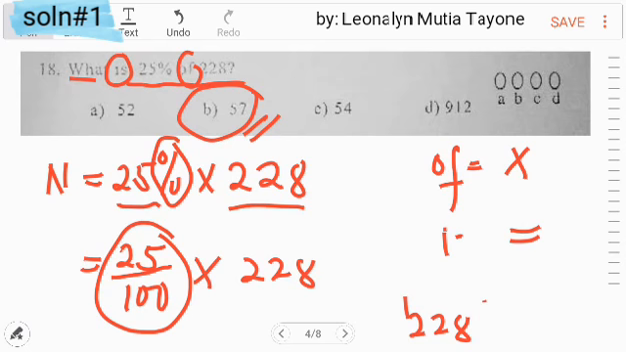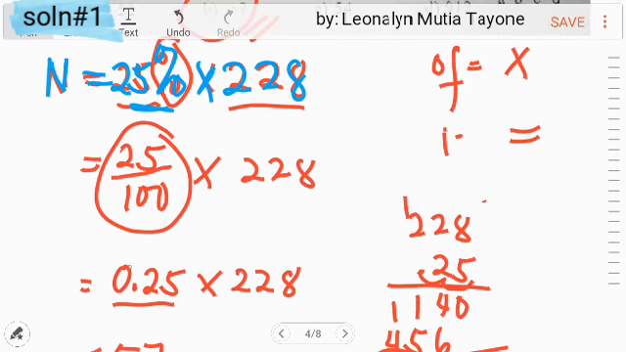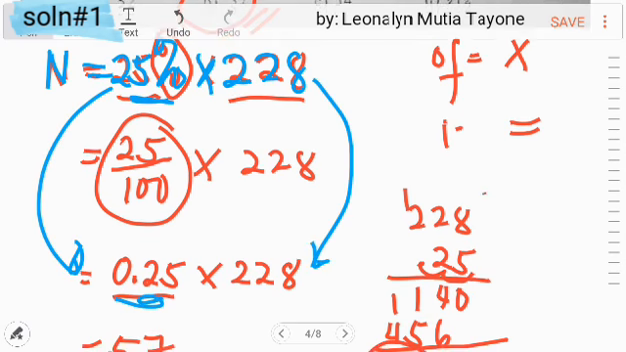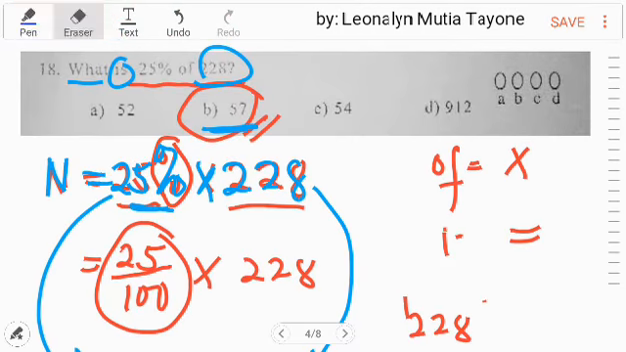Ulitin ko lang. What is 25% of 228? 25% of, multiplication yan. Yung is ay equal yan siya. So, yung what natin, let n be that number na hahanapin natin. Then, itong 228. Itong 25%, i-convert muna natin into decimal, which is 0.25. So, ito na yon, 0.25 times 228. And the answer here is 57. Letter B. Now let's do solution number 2.